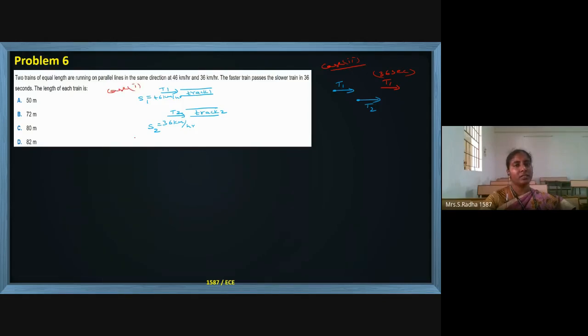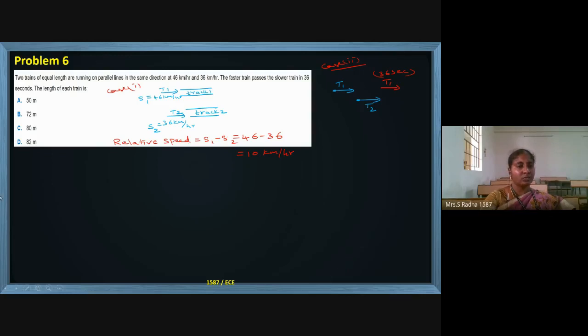Now case 1, they are moving in the same direction. Relative speed will be subtracted. Relative speed is nothing but S1 minus S2. Whichever is the higher value, higher value minus lower value will become the relative speed. That is 10 kilometers per hour, the relative speed of the trains. They are moving in the same direction, that's why this subtraction takes place.